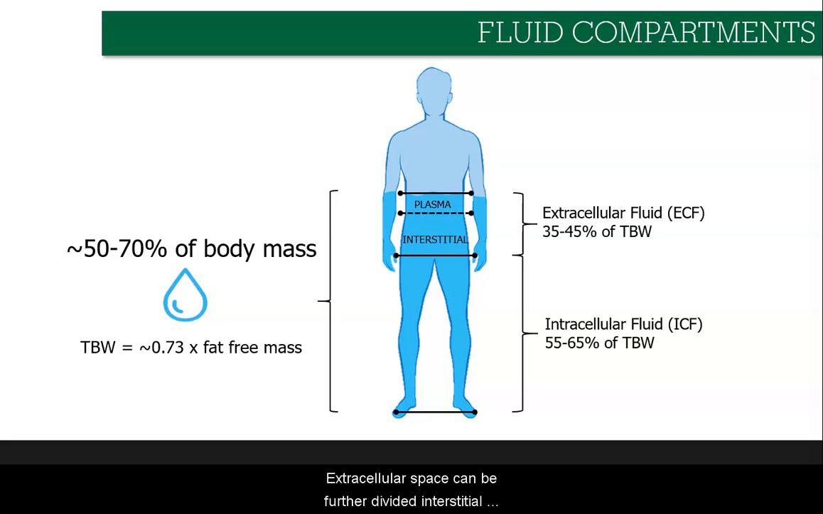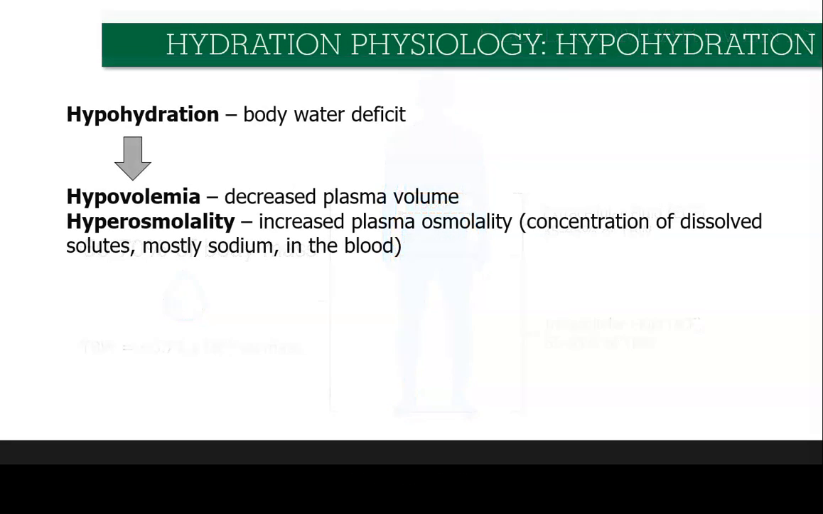The extracellular space can be further divided into interstitial fluid and intravascular fluid, or plasma. So what are the effects of hypohydration on human physiology during exercise? When a body water deficit occurs, we see a decrease in plasma volume. This is called hypovolemia. Because sweat is less salty than blood, the blood plasma becomes more concentrated as we lose sweat during exercise. This is called hyperosmolality.